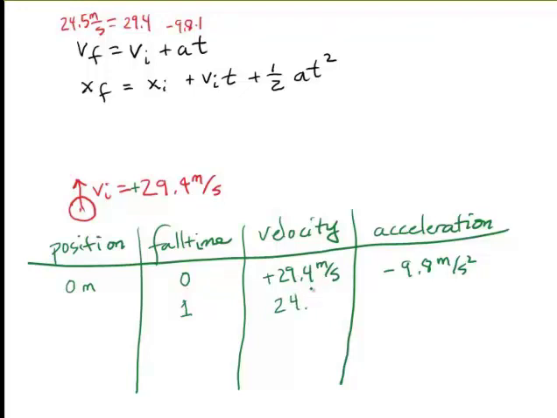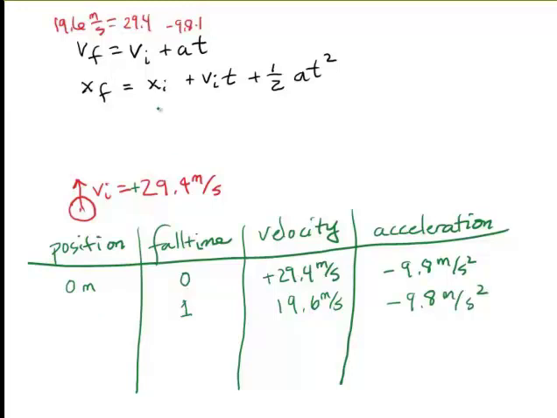24.5. Oh, wait a minute. Did I get that right? Oh, I'm sorry. No, I got that wrong. We'll just erase that. That's very easy to fix. And we'll put 19.6 meters per second. That makes more sense. Okay, so then right down here, we'll put 19.6 meters per second. And acceleration, haha, that's tough, but we've got it, minus 9.8 meters per second squared.